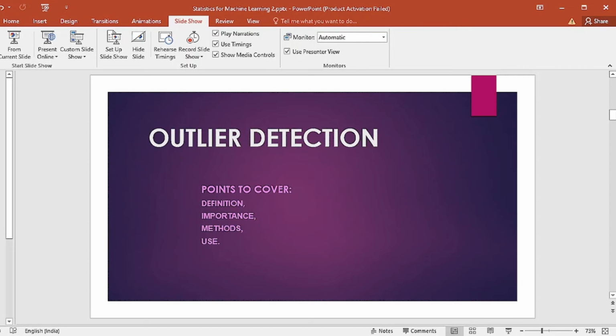Outlier detection. An outlier is a data point that stands out significantly from the rest of the data. It can be an extremely high or low value compared to the other observations in the dataset. Outliers can be caused by measurement errors, natural variations in the data, or even unexpected discoveries.